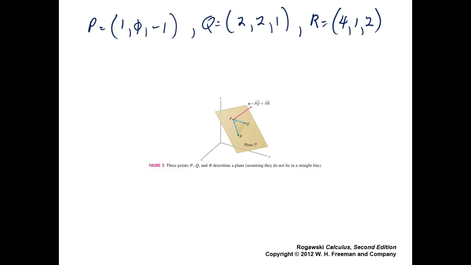Okay, well, the plane has a normal vector. If we can find the normal vector, we've got the plane, right? Because we've got a point. All you need is the normal vector and any point, right? So if we can find the normal vector, we've got it.